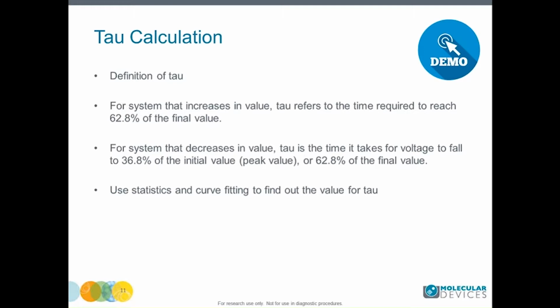So here is the definition of tau. For systems that increase in value, tau refers to the time required to reach 63.2% of the final value. For a system that decreases in value, tau is the time it takes for voltage to fall to 36.8% of the initial value, the peak value. So there are different ways to calculate the tau. So today we are going to use statistics function and the curve fitting function to find out the value for tau.